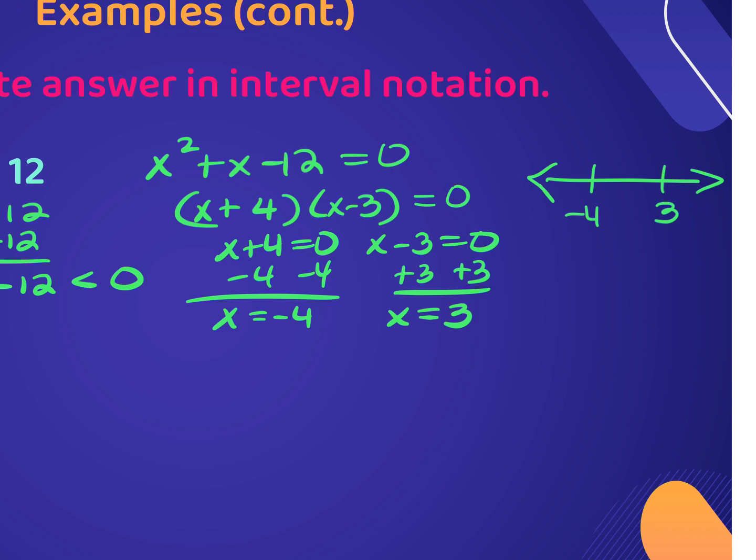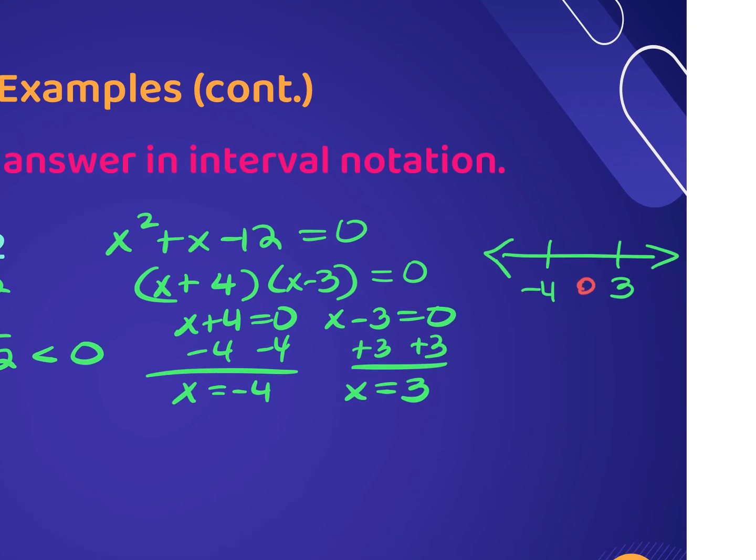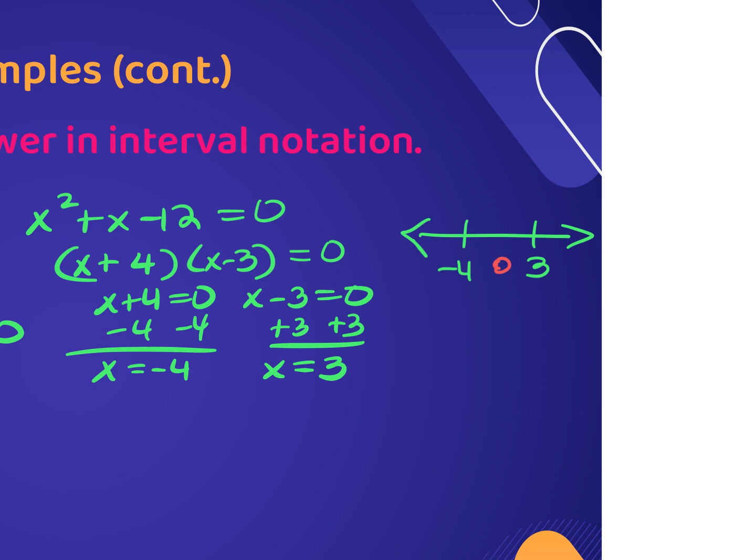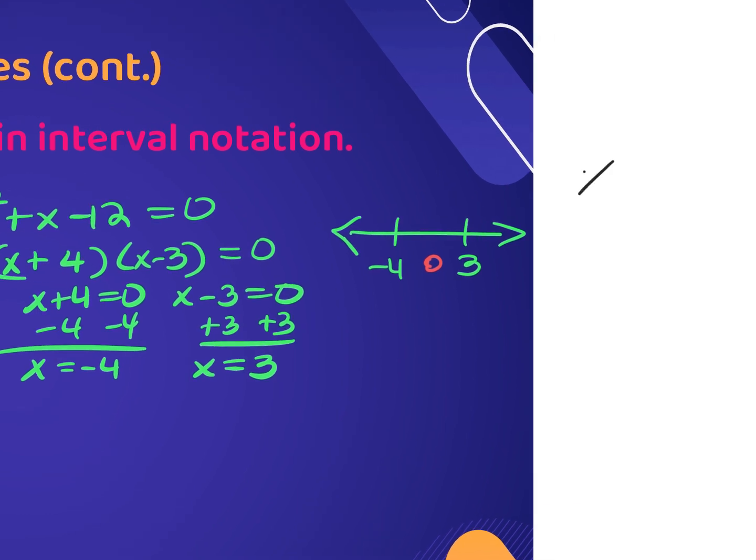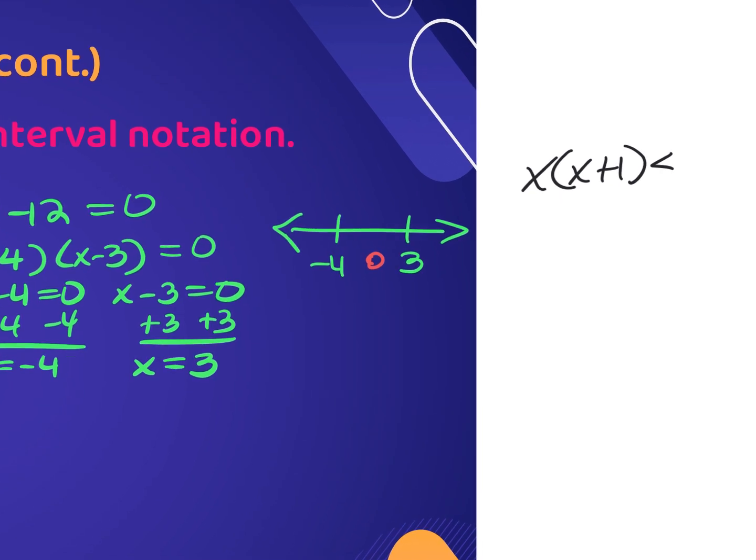Figure out where you want to get a number to test. Again, as long as 0 isn't one of your answers, you can use that as a test point. So my 0 is located right here in between the negative and the positive. So if I go ahead and plug that in, going back to the original. So my original was x times x plus 1 less than 12.